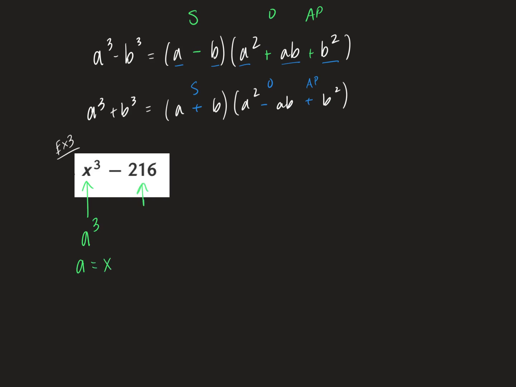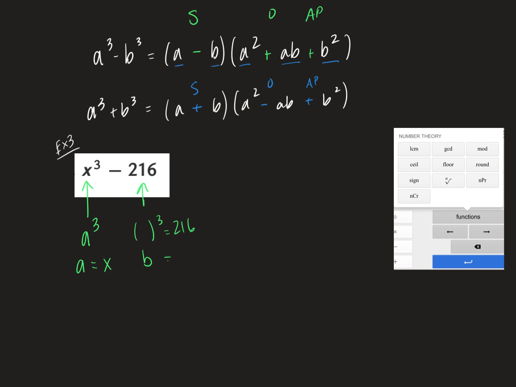Well, what's being cubed on 216? So what cubed is going to give me that 216? That's going to tell me what b is. So I need to figure out what cubed gives me 216. So I'm going to put that in my calculator. And in Desmos, you have to go under functions to find the cube root. So cube root is when I push the function button. So that right there is the function button.